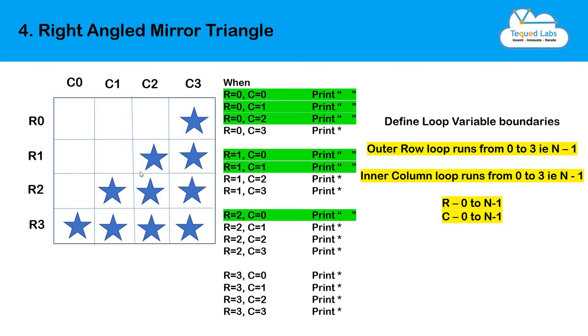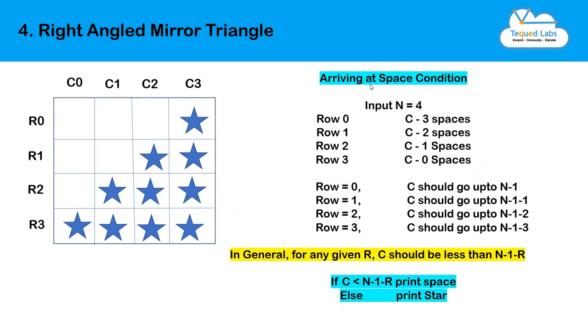Now let us follow the same process for all the 4 rows. From this, we come to know that the outer row loop runs 4 times and the inner column loop also runs 4 times. So there is no relationship between rows and columns in this particular pattern. So we need to identify a separate condition to print blank spaces and stars. Now arriving at the space condition, we need to write a condition to print the spaces, right? So let us go row by row.